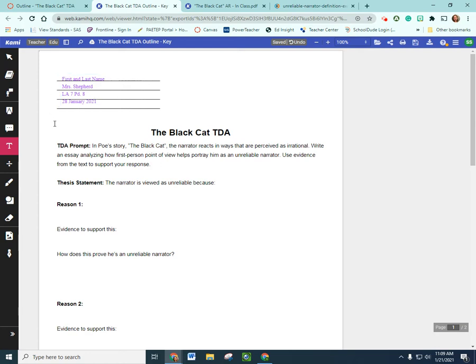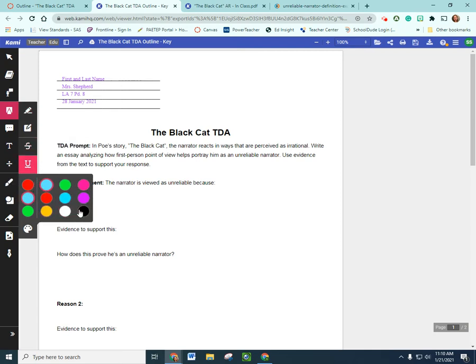Let's go ahead and look at the prompt of our TDA. In Poe's story, The Black Cat, the narrator reacts in a way that is perceived as irrational. Write an essay analyzing how first person point of view helps portray him as an unreliable narrator. Use evidence from the text to support your response. The main things we're focusing on here, I'm going to underline: how first person point of view helps portray him as an unreliable narrator.